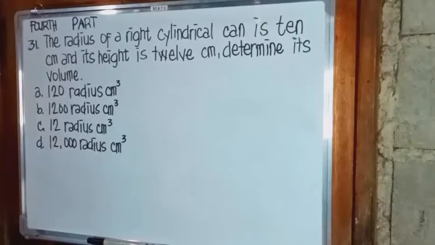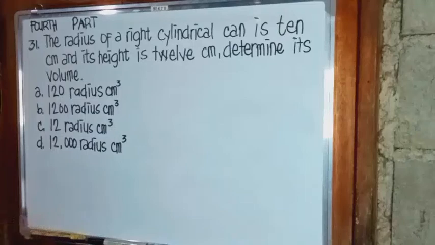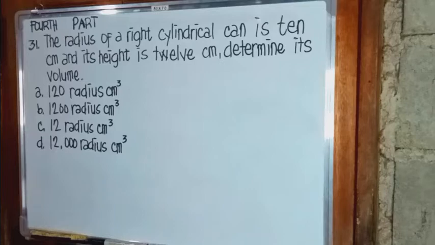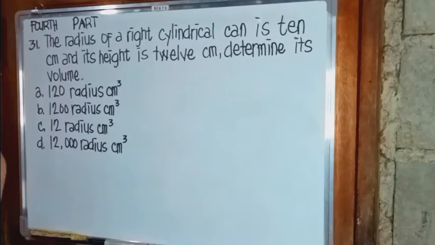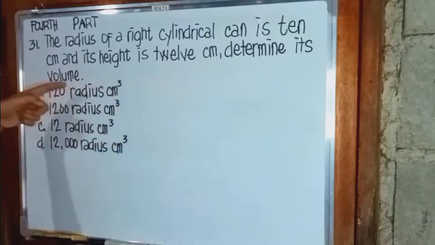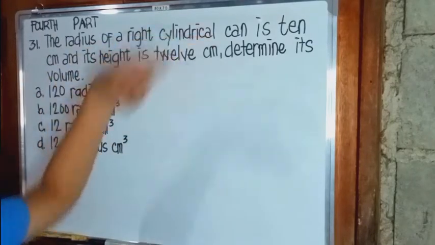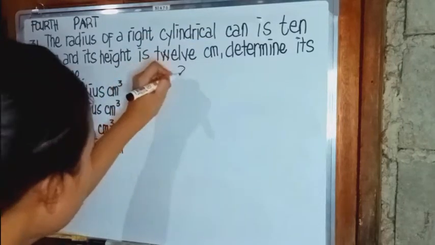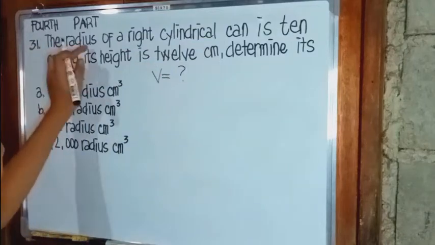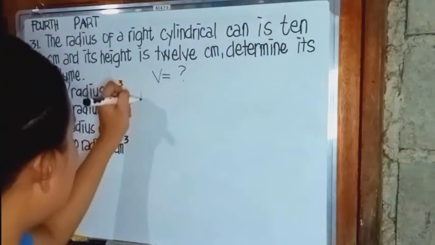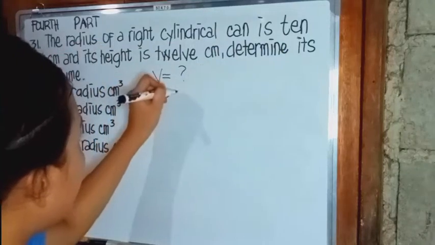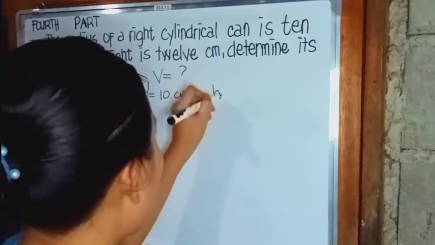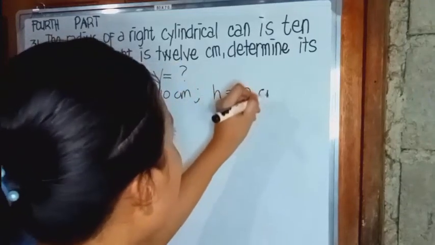Item number 31. The radius of a right cylindrical can is 10 cm and its height is 12 cm. Determine its volume. So the given problem, we need to find the volume of the right cylindrical can. The given are radius, which is 10 centimeters, and its height, which is 12 centimeters.